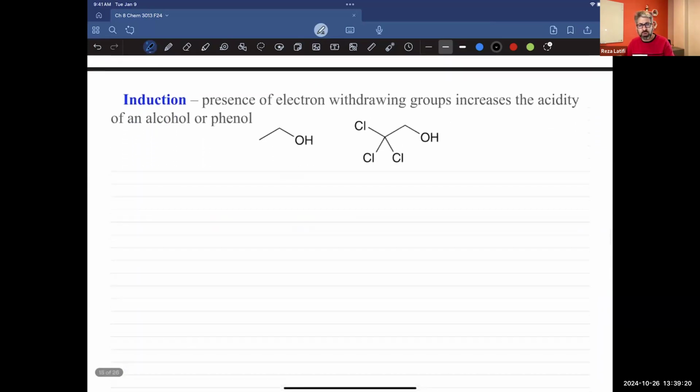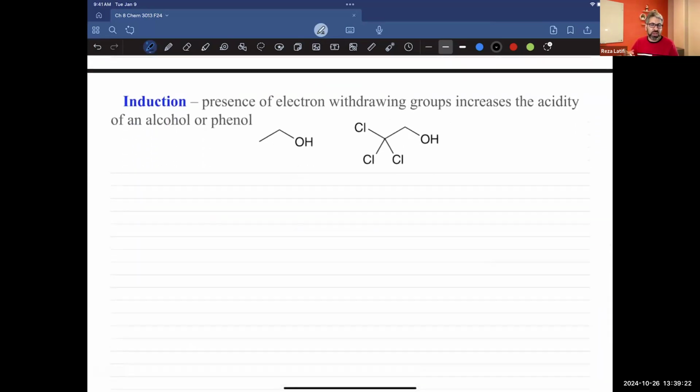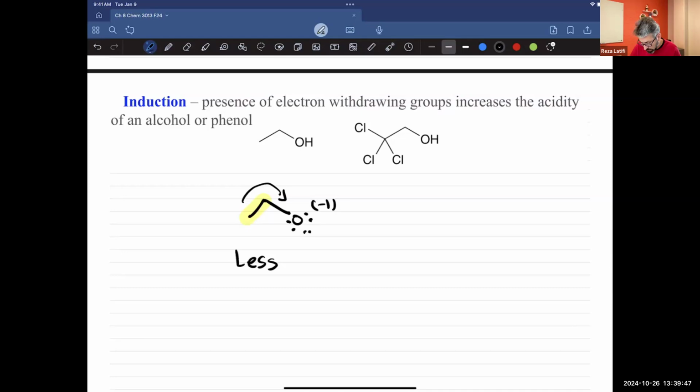Another one is the inductive effect. If you have an electron withdrawing group, that group is going to stabilize the conjugate base. So in this case, when we get a negative charge, there's nothing there actually to stabilize it. In fact, we have an electron donating group. This group is going to give electrons to oxygen. It will exaggerate the negative charge, so it will be less stable.